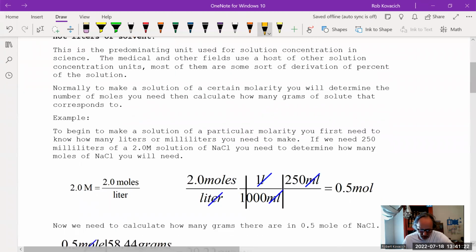So let's show an example problem. I want to make a solution. We want to make 250 milliliters, and I want that solution to be 2 molar. Capital M equals moles per liter. Whenever you see that capital M, think number of particles per volume. That's the other part I want us to understand: a mole is just a number of particles.